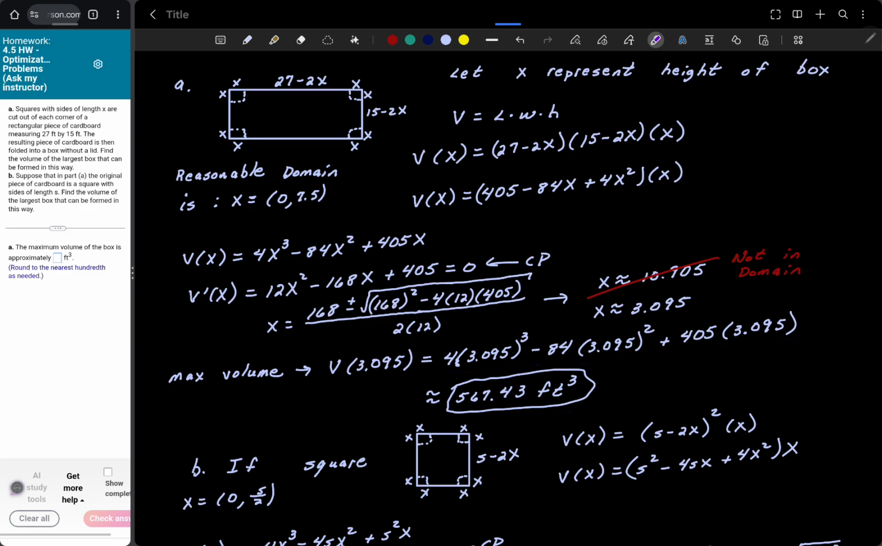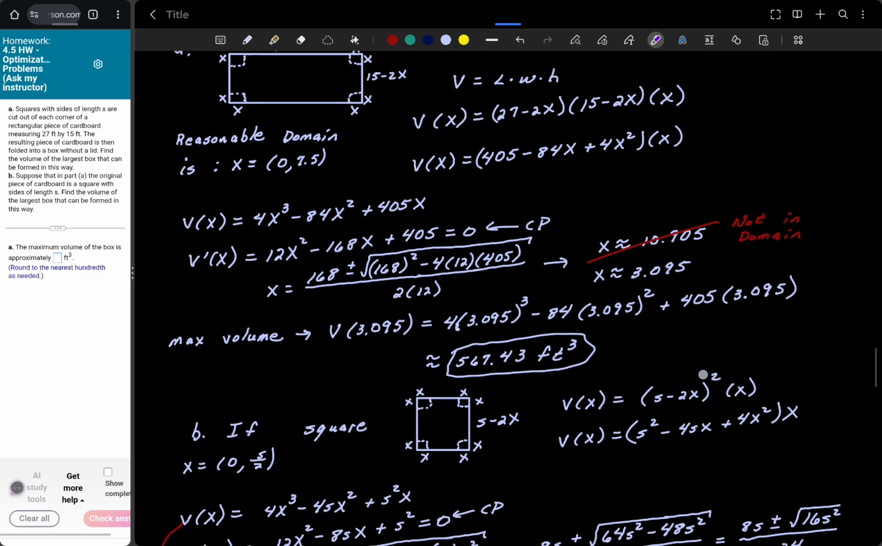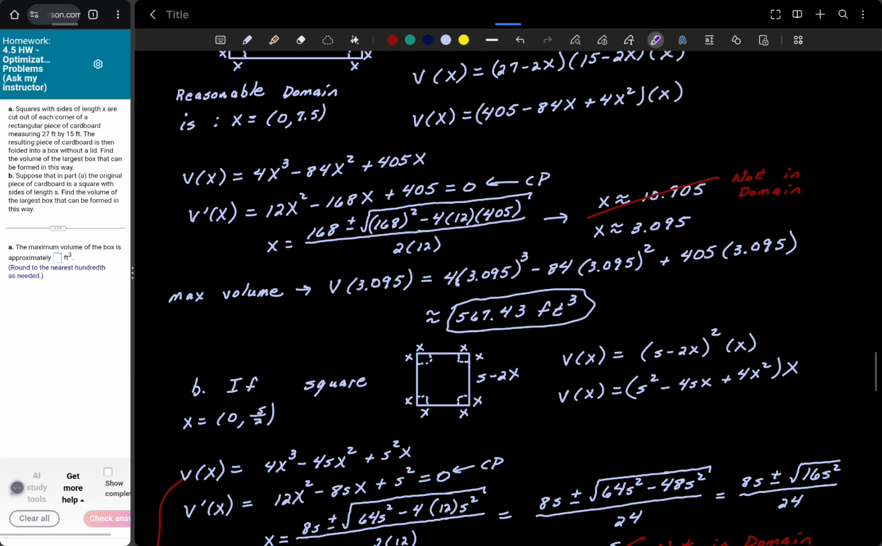That was part A. Now, part B was more interesting here. It said that suppose this original piece of cardboard, and we're supposed to forget the dimensions that they gave us, is just a square where we know that the width and length are equal to one another. Find the volume of the largest box that can be formed out of a square.